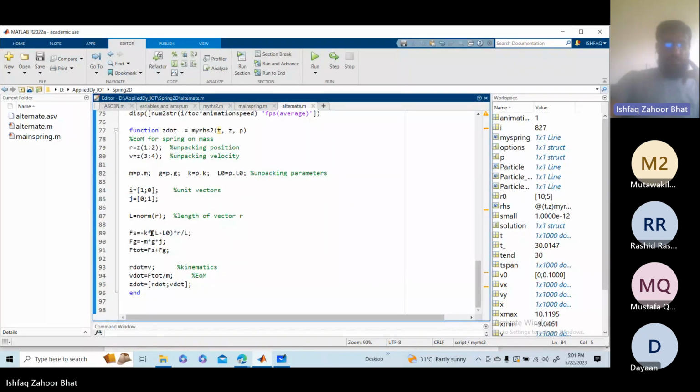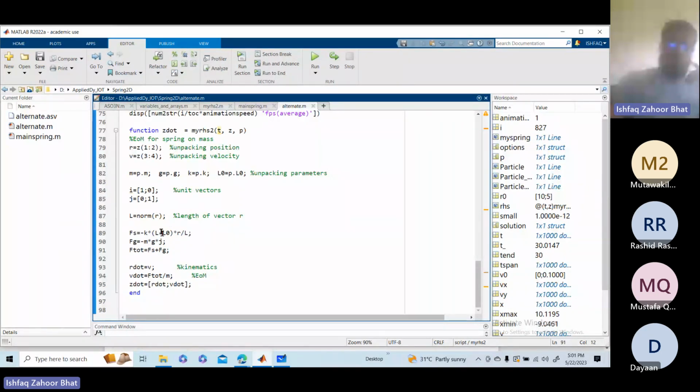Minus k star, meaning multiplied by L. My L means the magnitude of this R, minus L naught, the initial length, into R. R is a position vector at any time t, divided by L. See, MATLAB doesn't know what L is, what L naught is, what R is.